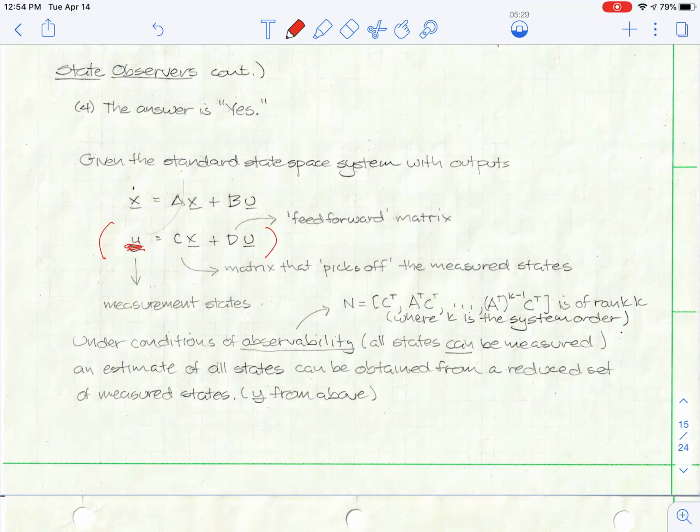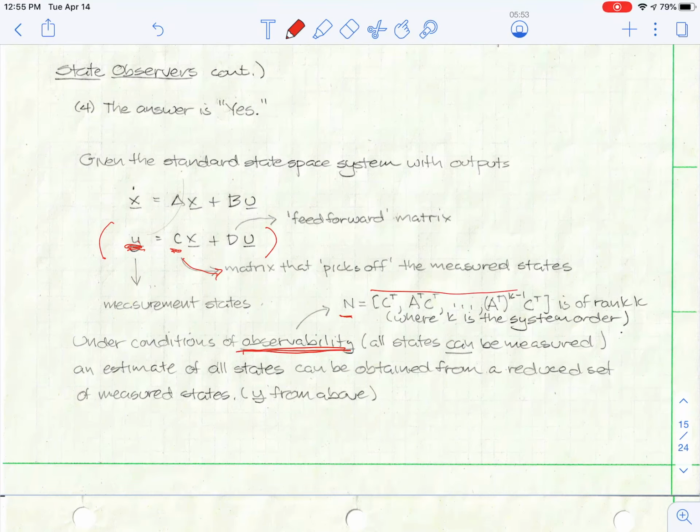So I have some limited set. This C matrix picks off the measured states, the ones that I can actually measure. Under conditions of observability, I can measure all of those states. If I had the ability to, or the sensors, I could observe them.